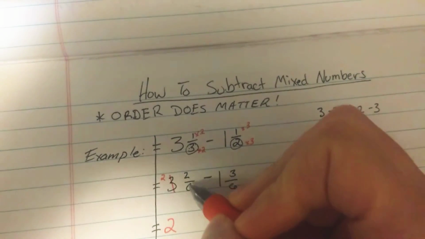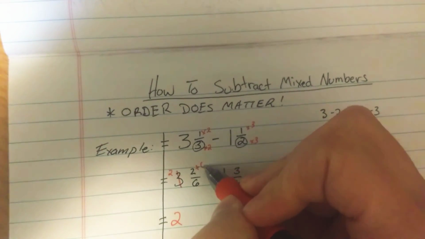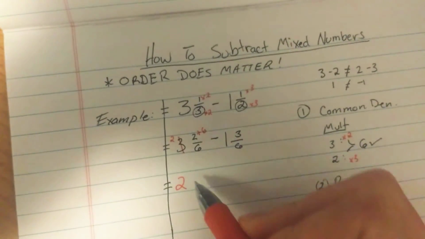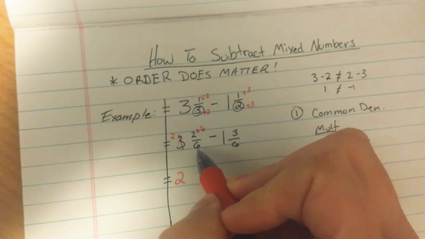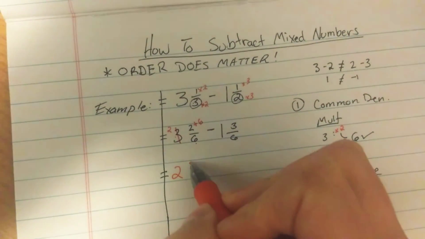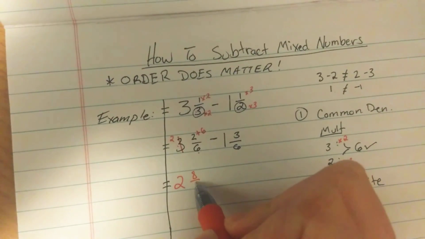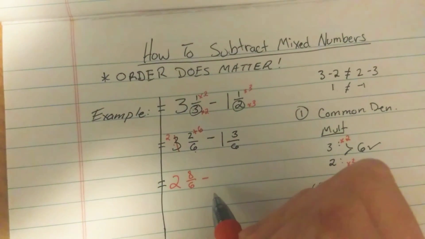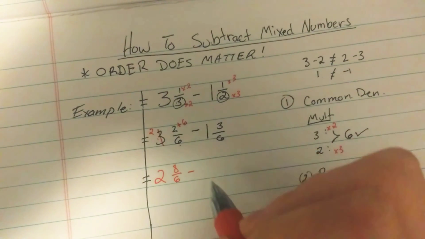So on here, I'm actually going to add 6 because that's what my denominator is. Because I took one whole away, which is worth 6, I added it to my numerator. I now have 8 on the top and 6 on the bottom. And I'm going to keep my second mixed number the way it is.